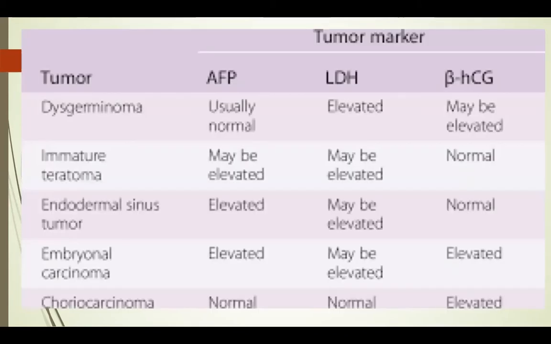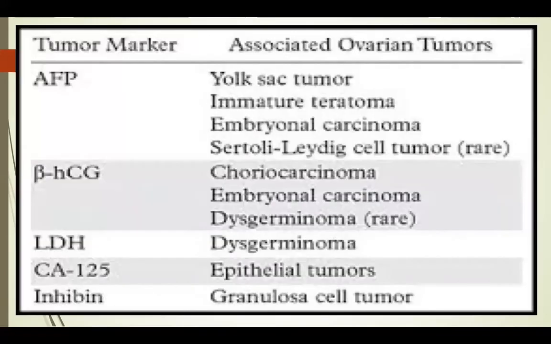Sorry, these tables are not very obvious, but I think we can see that this table will show us the tumor markers and in which tumors they will be elevated. We are talking about the germ cells. So we can see that alpha-fetoprotein is elevated in endodermal sinus tumor, embryonal carcinoma, and maybe it is elevated in mature teratoma. LDH is mainly elevated in dysgerminoma. Beta-HCG is elevated mainly in embryonal carcinoma or choriocarcinoma, sometimes with dysgerminoma.